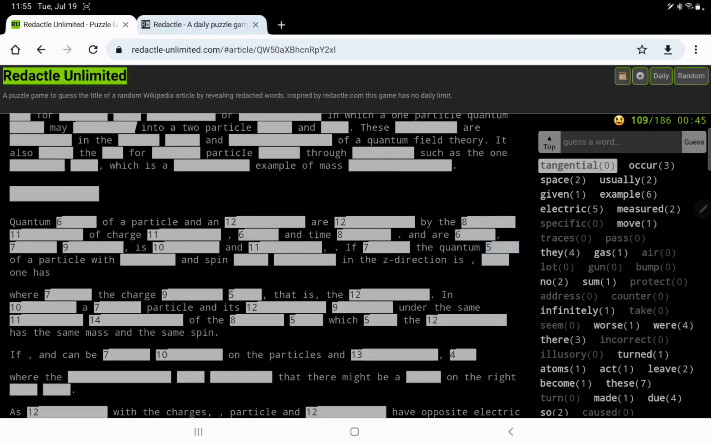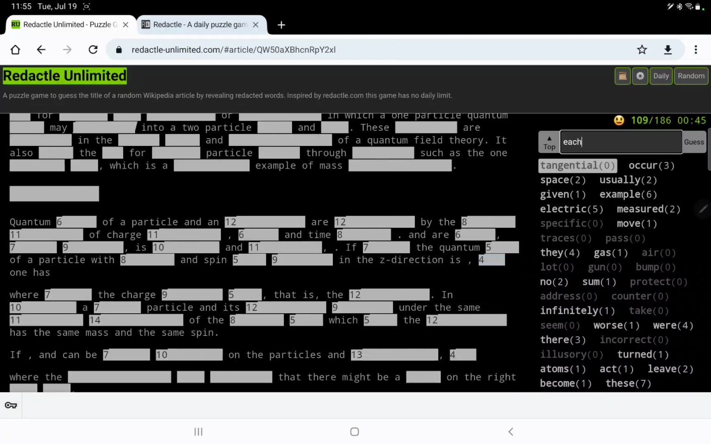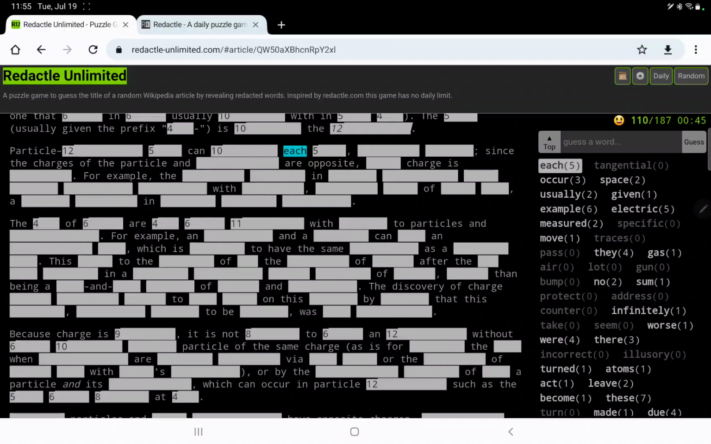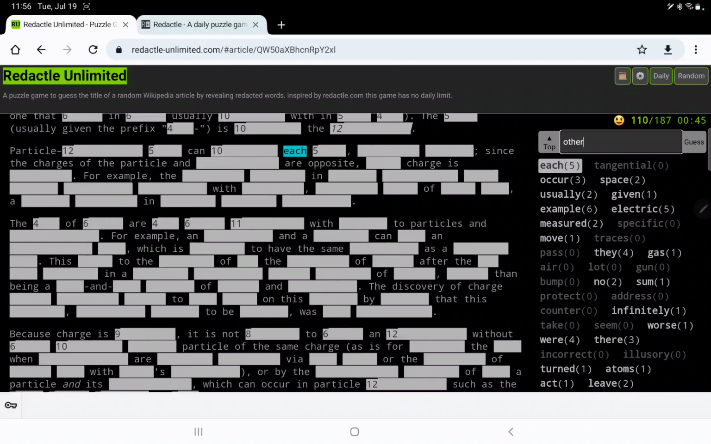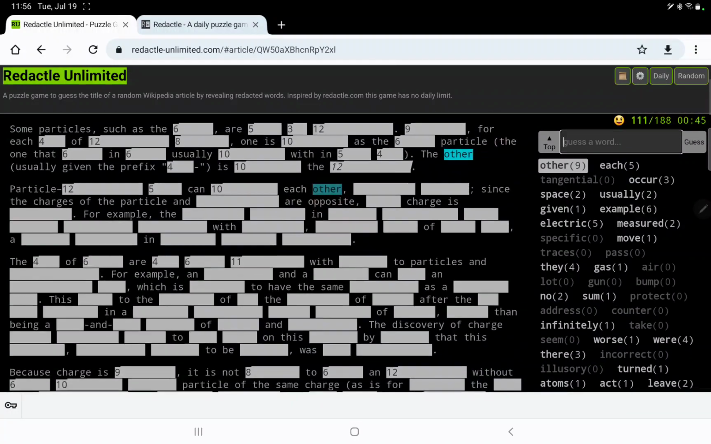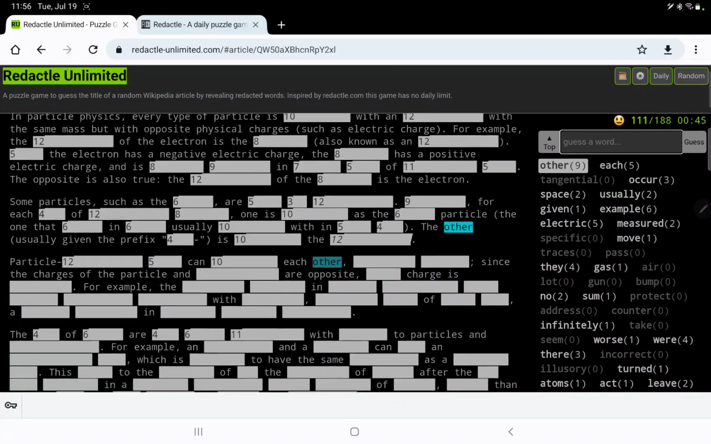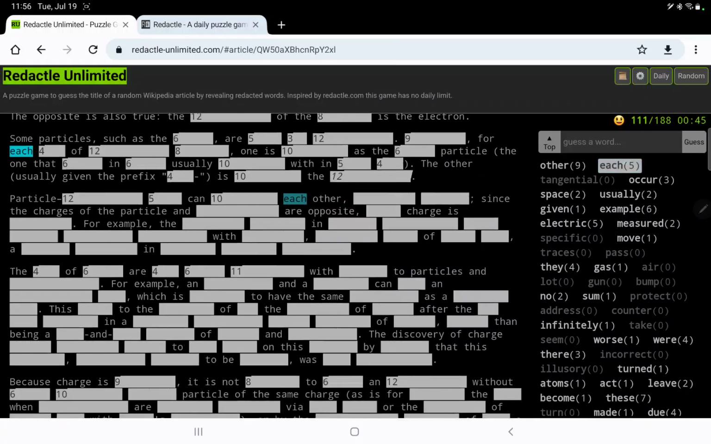If so, the quantum something of a particle with something and spin, and something in the z direction is something missing. Each one has, no, we do have some eaches. Particle dash something, something can something each other. Okay. Oh, the other usually given the prefix. Okay. So other was a good word to get. Let's look at our eaches first. Each something of something.